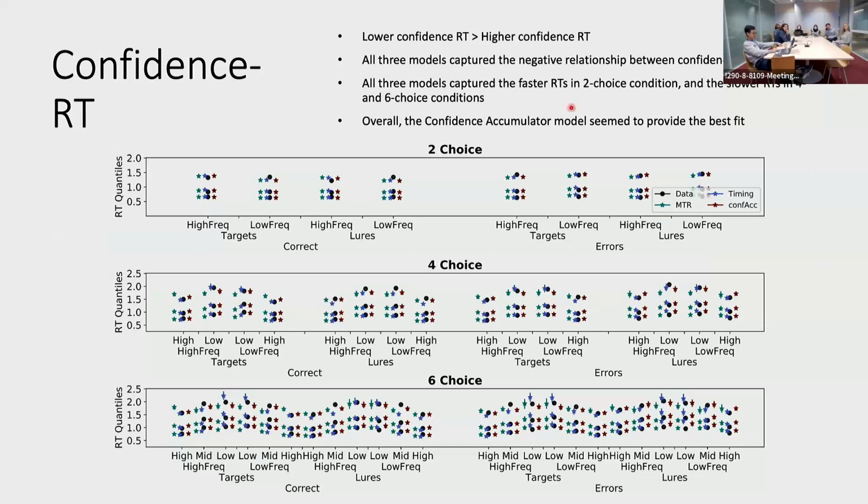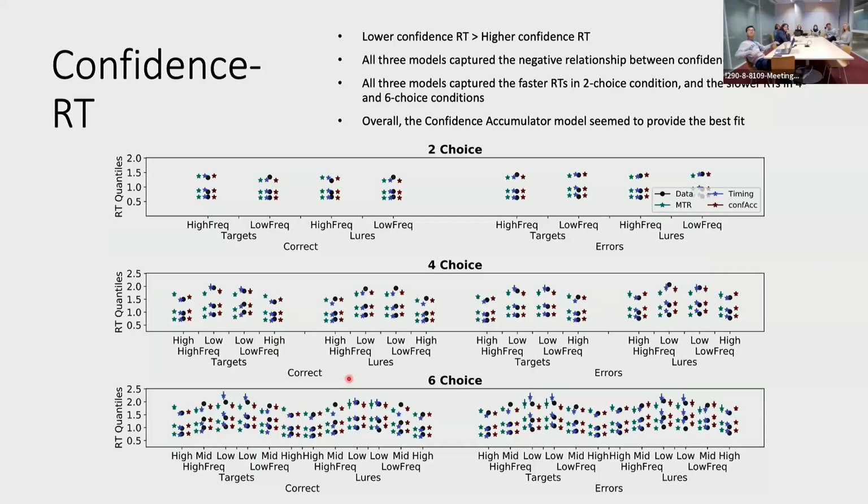They're all capturing the fast RTs in the two choice condition and the slow RTs in four and six choice condition. So we're actually quite surprised to see that all three models are performing similarly. The timing model performs surprisingly well here, despite the fact that it's actually more constrained than the NPR model, because we didn't separately estimate the confidence threshold for old and new responses.